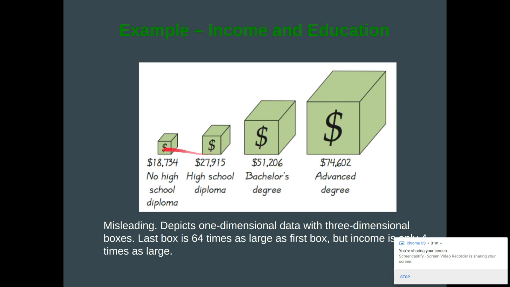Now, what exactly is it that you're looking at that you're supposed to compare? Because the difference from having a bachelor's degree to an advanced degree is a little over $13,000. But this box looks significantly larger than this one. These boxes are cubes, so their height, width, and length are all the same. But what these numbers correspond to is simply the height of the box. So while this box's height is only about 13,000 bigger, it also increased its width by that much and its length by that much. So it made that box look significantly larger.